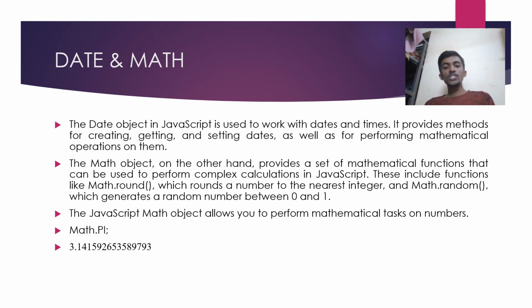The JavaScript Math object allows you to perform mathematical tasks on numbers. It's all related to numbers. Like here Math.PI, we want the pi value. Everyone knows the value of pi, that is 3.14, and so on. By using Math dot, suppose we want one number, by giving that syntax we can get that value.